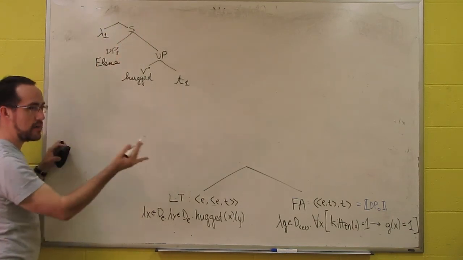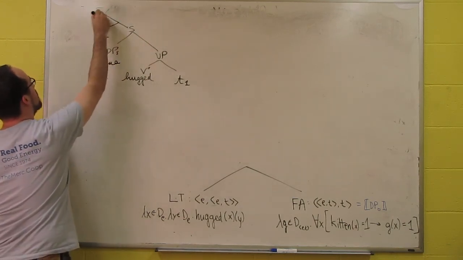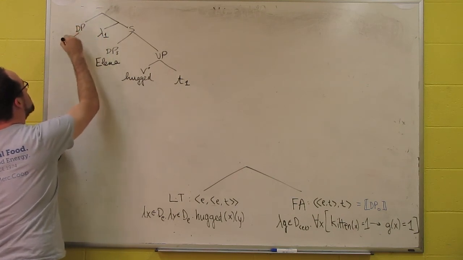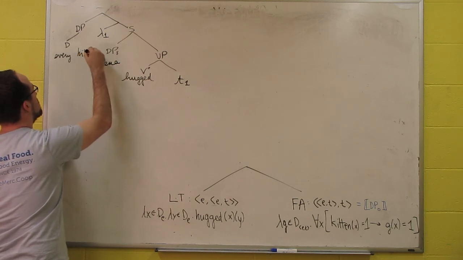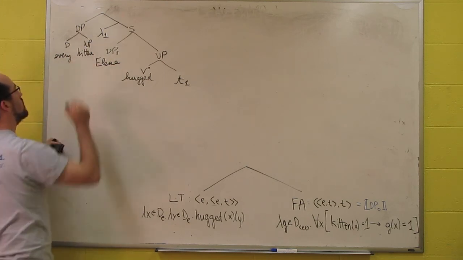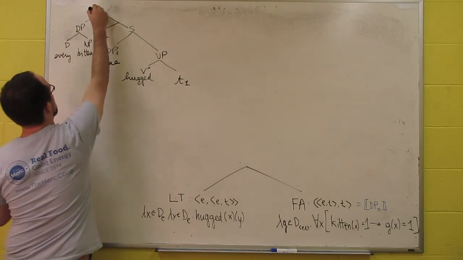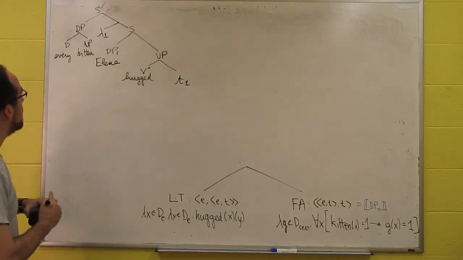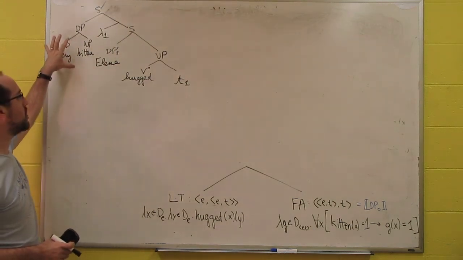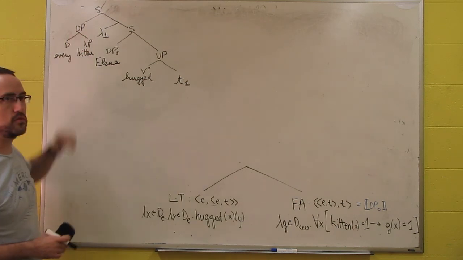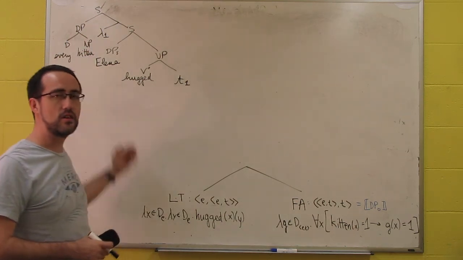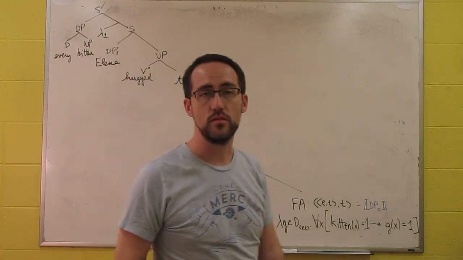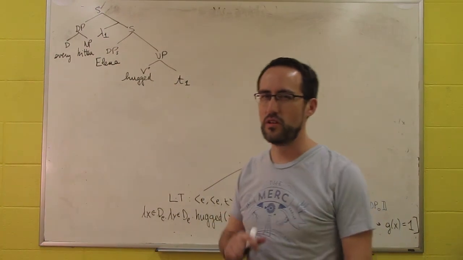So we add the binder, we always add the binder, and we have every kitten as our DP, and then we can give this a label. Now this is going to move essentially as far up as it needs to. In this case it moves to here, but we'll see that essentially it has to go beyond the subject. So wherever the subject's going to be, that's where QR is going to take you.